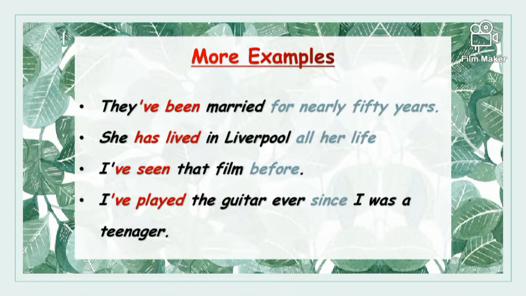More examples. The expressions used in present perfect are colored by green in the examples below. They have been married for nearly 50 years. She has lived in Liverpool all her life. I have seen that film before. I have played the guitar ever since I was a teenager.